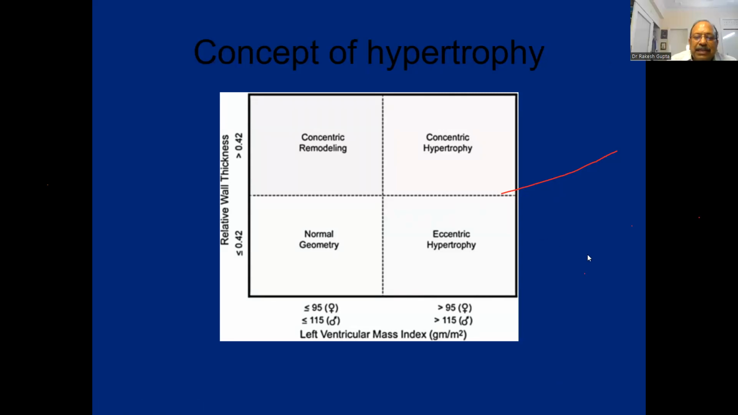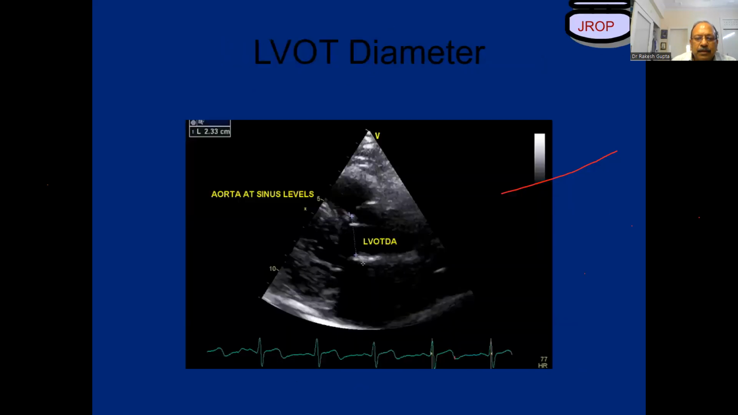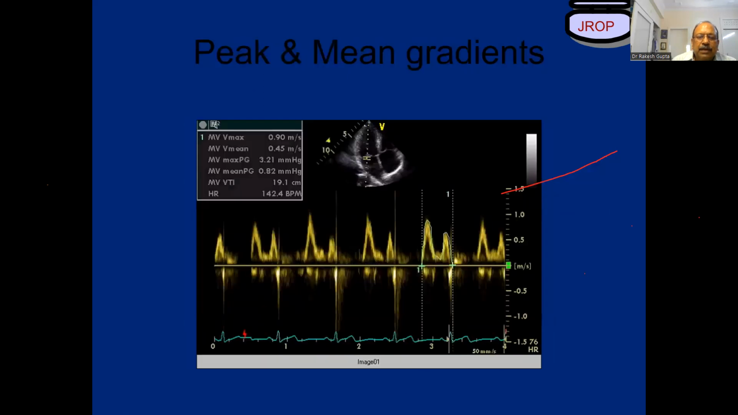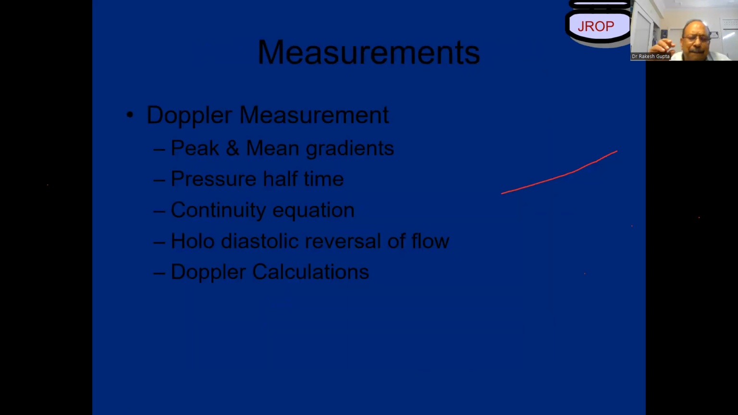Okay. Anybody else? If I move on to my next very small presentation, not a large one, anything left in my Dopplers. All right. In Dopplers, what we need as a basic requirement in clinical practice, that's what I'm going to talk about. We need to look at peak and mean gradients. We need to look at pressure half time. We need to look at the continuity equation, then holodiastolic reversal of flow in the descending aorta, and the Doppler calculations.